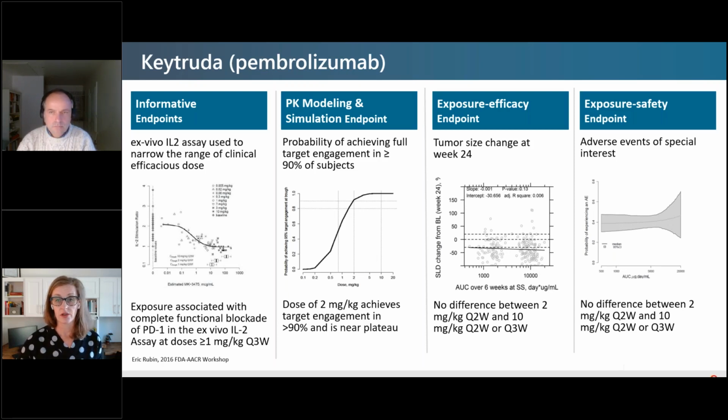And while additional higher doses were evaluated clinically, the exposure response of efficacy and safety endpoints showed no difference in either response or safety at doses ranging from 2 to 10 mg per kg, providing further support of the 2 mg per kg dose. Notice in this example that Pembro did not use the informative endpoint, the ex vivo IL-2 assay, to definitively define the dose for Pembro. They used it to narrow the range of doses and provided clinical efficacy data to justify the optimal dose.